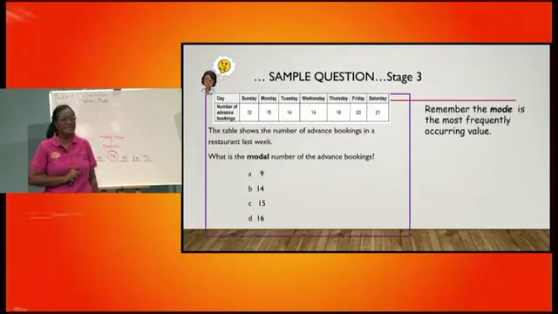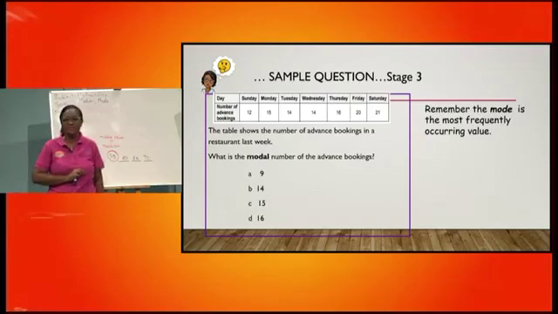Here's a question. Stage 3 again. The table shows the number of advanced bookings in a restaurant. What is the modal number of advanced bookings? It's the most popular number. And as you can clearly see, the most popular number there is 14.